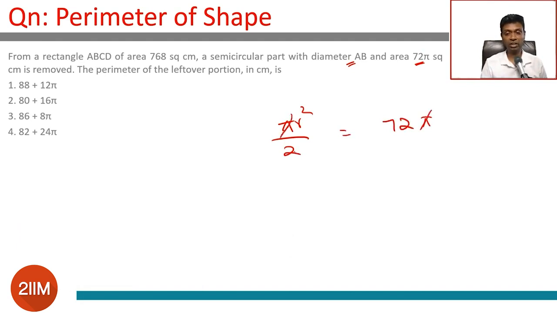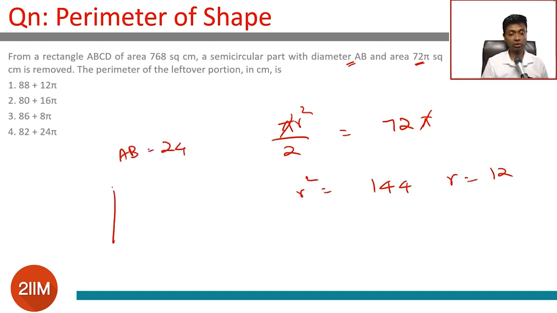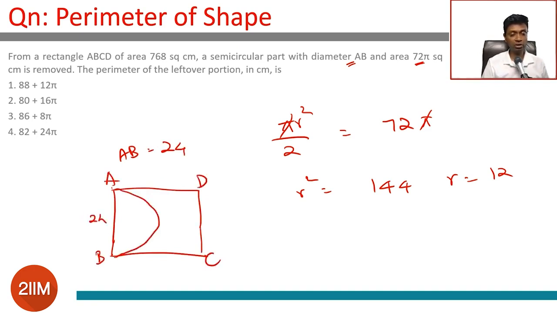The pi gets cancelled. R square is 144, or R is 12. The radius of this semicircle is 12. The diameter is AB, or AB should be 24. So we have ABCD, which measures 24 like this. A semicircle is cut off.